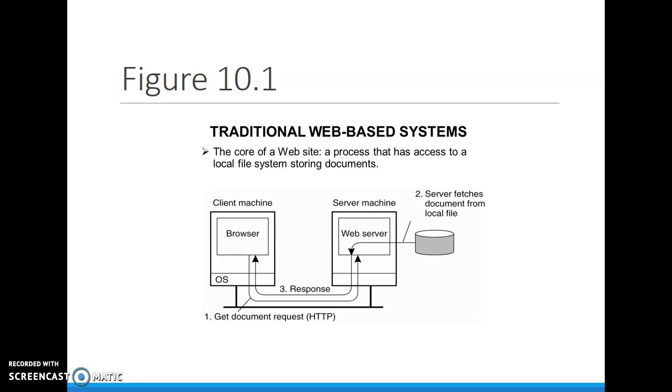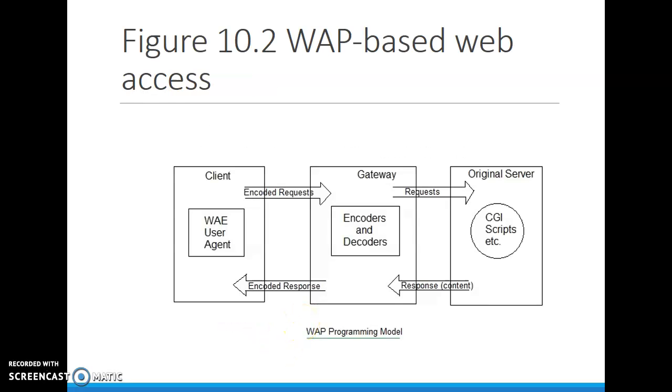Here, this figure shows the traditional web access system. The client and application server communicate using the HTTP request and response streams. We now compare this mode of web access from a traditional computer with WAP-based web access. Here, figure 10.2 shows WAP-based web access. In this, you can see that there is a client, a gateway, and an origin server, which is also known as the application or content server.